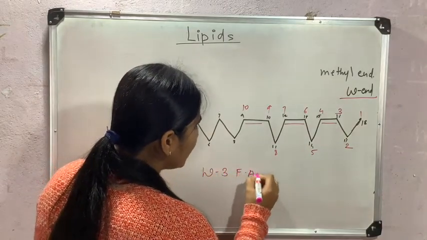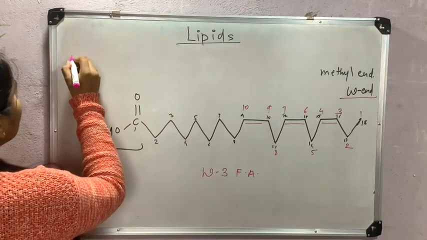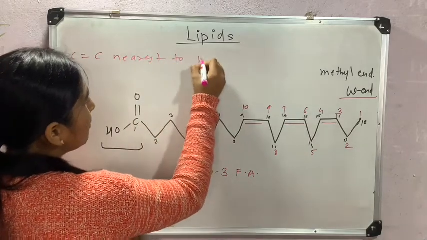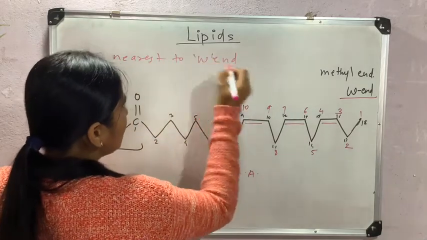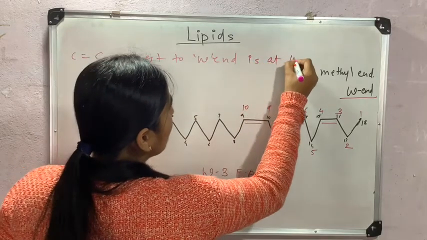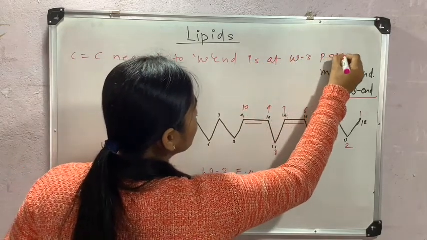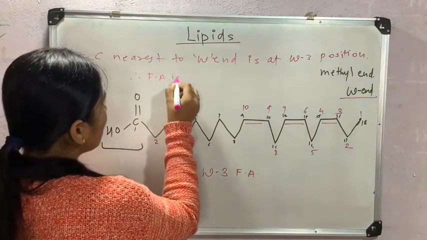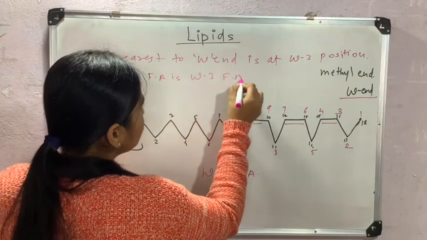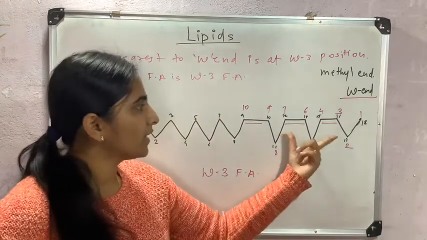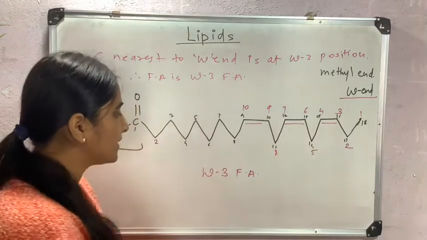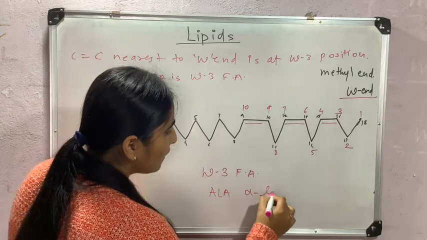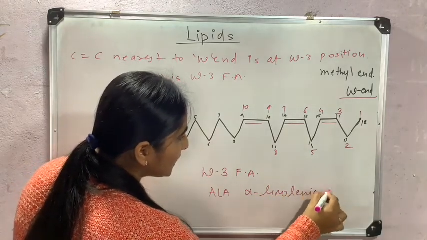Here I will write what omega-3 fatty acid is: the carbon-carbon double bond nearest to the omega end or methyl end is at the omega-3 position. Therefore, this fatty acid is omega-3 fatty acid. See, there are 3 double bonds present in this omega-3 fatty acid. Therefore, this is ALA, that is alpha linolenic acid.